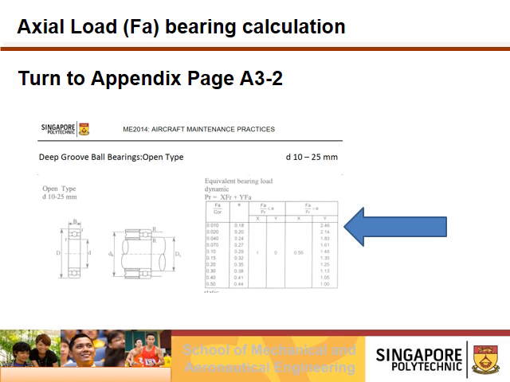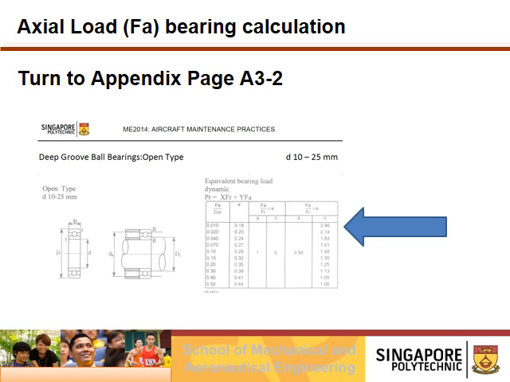So now we are looking into this calculation. Can you go to your appendix page A3-2? Okay, when you're at this page, on the top right hand column, there will be tables. We will use this table when there is an extra loading.